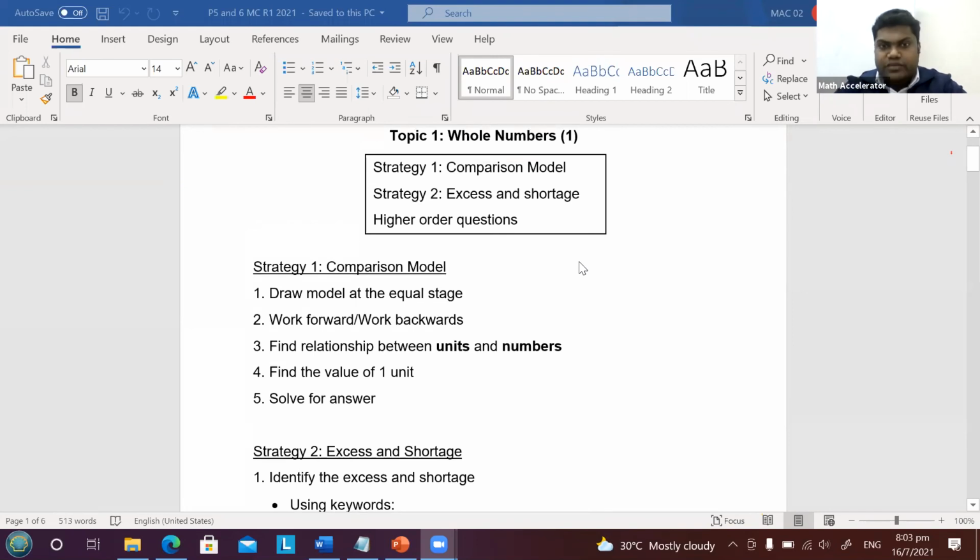So for the first segment, comparison model, how are we going to do it? Step 1, we're going to draw a model first. Then we'll either work forward or backward. I repeat again, we draw a model first, then we work forward or backward. After that, we will draw the relationship between the units and the numbers, find the value of one unit, and then solve for the answer. So I'll show you how it's done.